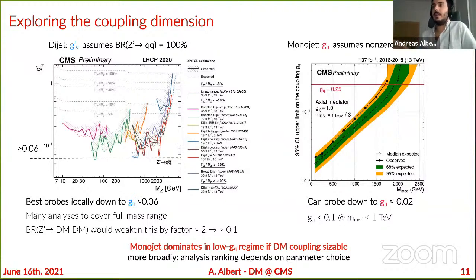And monojet really dominates at low couplings. And it dominates at low masses. But then the dijets take over at higher masses, higher couplings. So the two types of searches are really completely complementary in that sense. And it's important that we do them both and not just one of them.